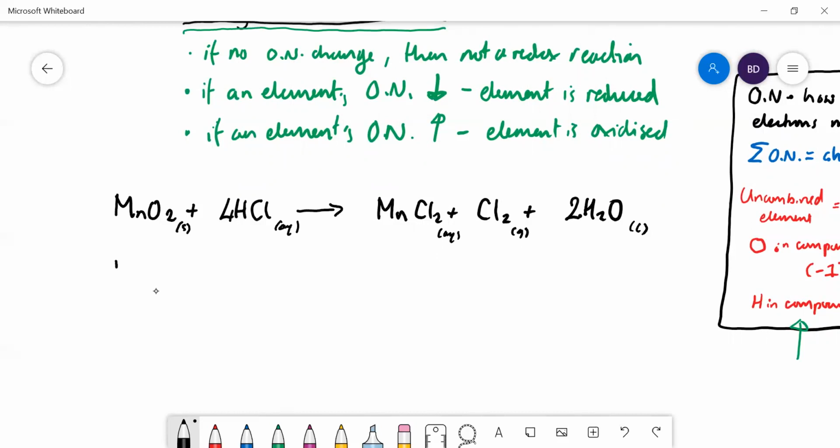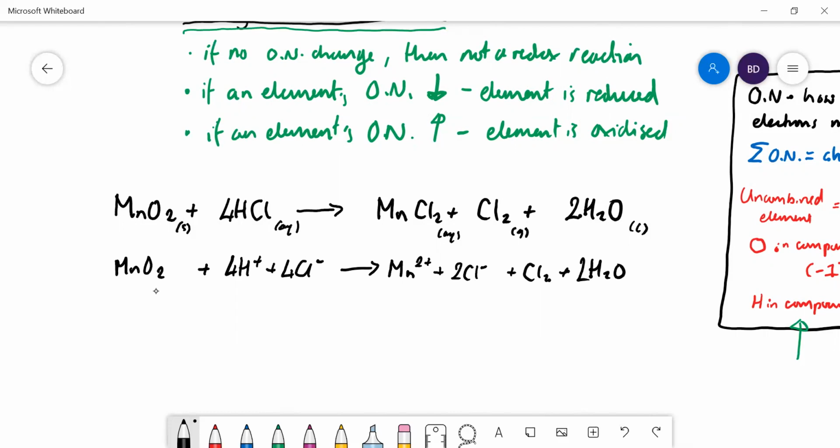HCl is going to be 4H+ and 4Cl-. The MnCl2 is a metal chloride in aqueous solution, so that is ionic. You can probably work out the manganese ion must be 2+ there, and the 2 chloride ions. And then you've got chlorine gas and water, which is covalent, so we don't break that down. If you did break this down into ions, you'd actually be wrong. You might think that's the Mn4+ ion and 2 oxide ions. You'd be wrong, but it would actually work out.